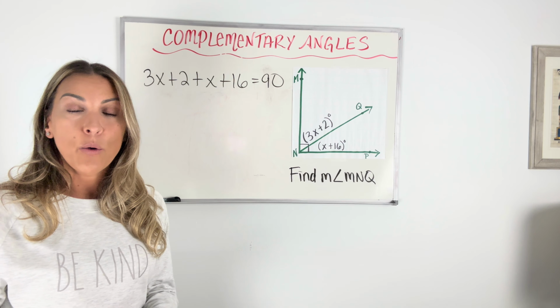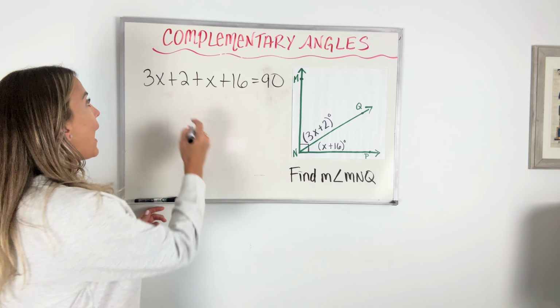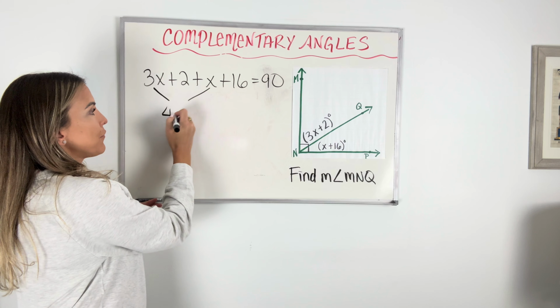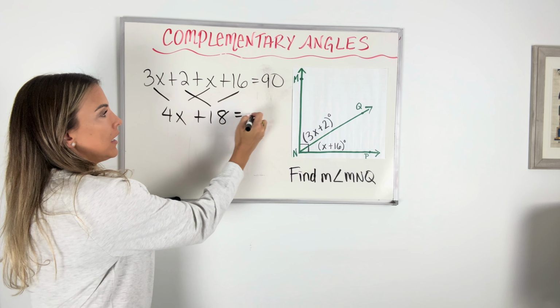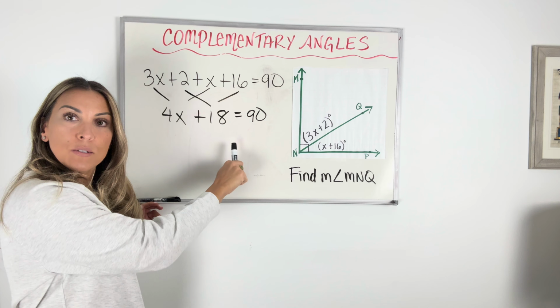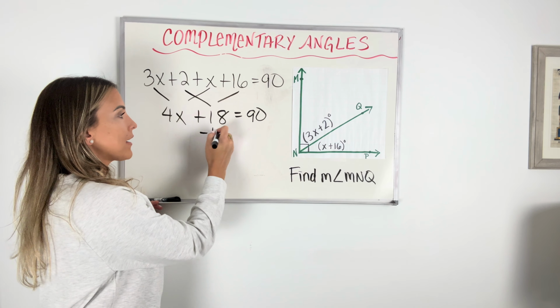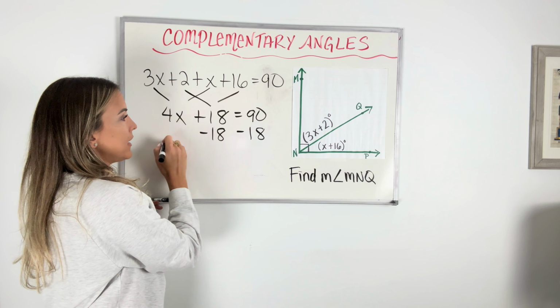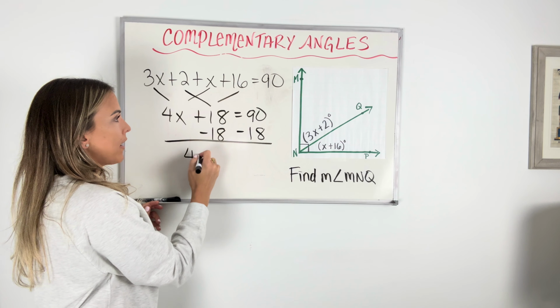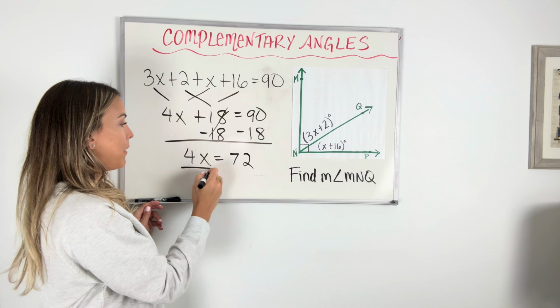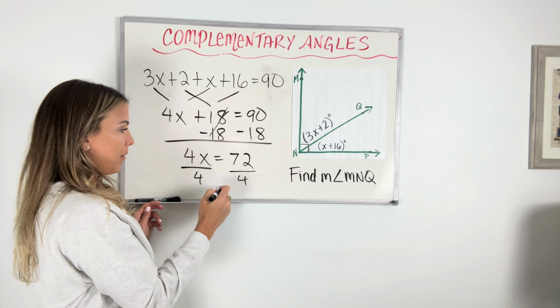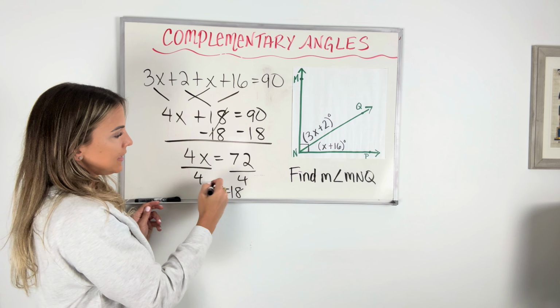And now I'm just solving equations. So let's look for like terms. I see 3x and x, so that's 4x. I see 2 and 16, so that's plus 18 equals 90. I'm solving my two-step equation, so I'm going to subtract 18 on both sides. That's going to give me 4x equals 72. Now I'm going to divide by 4 on both sides, and I'm going to get x equals 18.